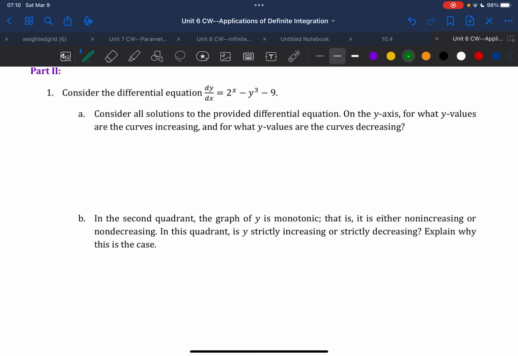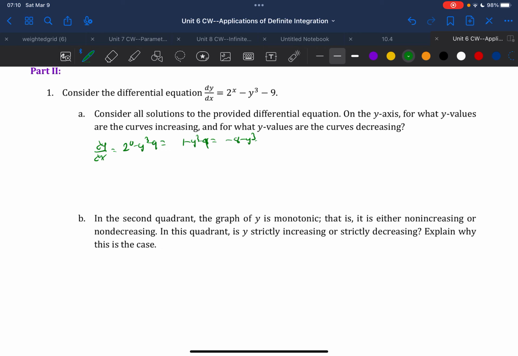All right, consider all solutions to the provided differential equation. On the y-axis, for what values are the curves increasing, and for what values are the curves decreasing? So on the y-axis, x is 0. So dy/dx equals 2 to the 0 minus y cubed minus 9. So I get 1 minus y cubed minus 9. So you get negative 8 minus y cubed.